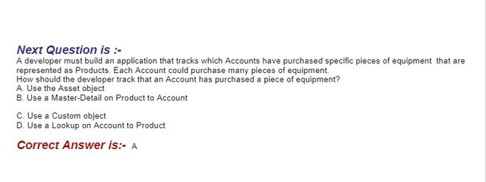Option A. Use the asset object. Option B. Use a master detail on product to account. Option C. Use a custom object. Option D. Use a lookup on account to product. Correct answer is option A.